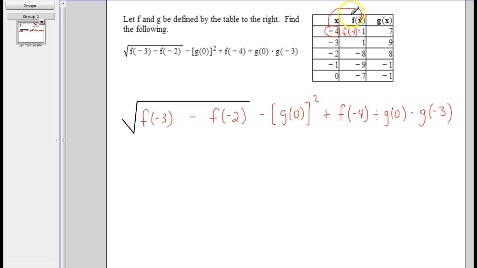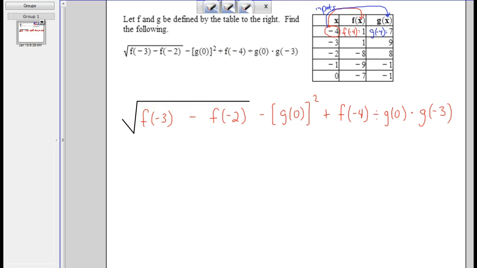Alright, and then if -4 goes into the g function, replacing that x, we get 7. So that means g of -4 equals 7. So this is the list of inputs, and this is the outputs for the first function, outputs for the second function. Alright, so let's make sense of what's going on here.